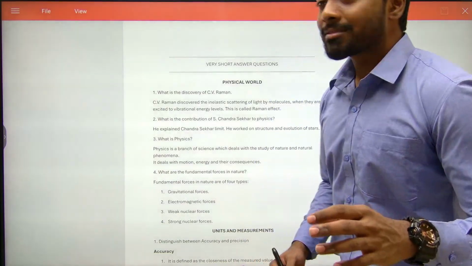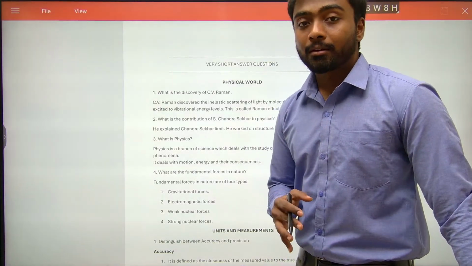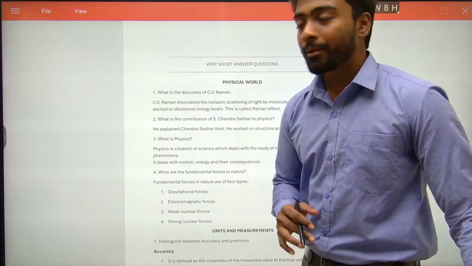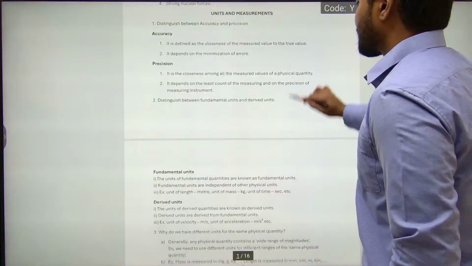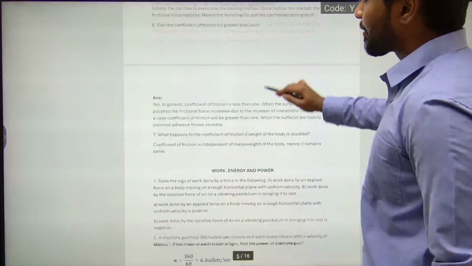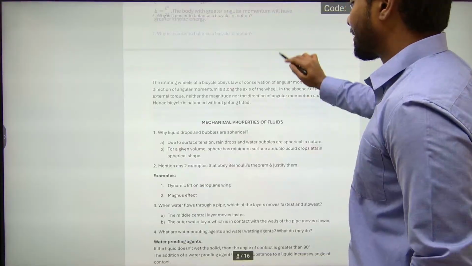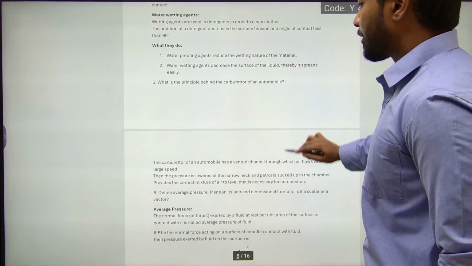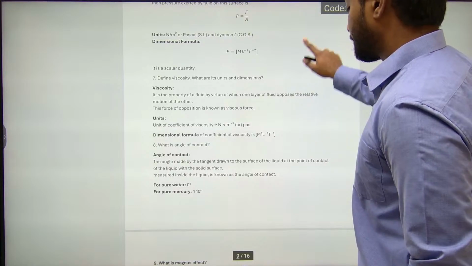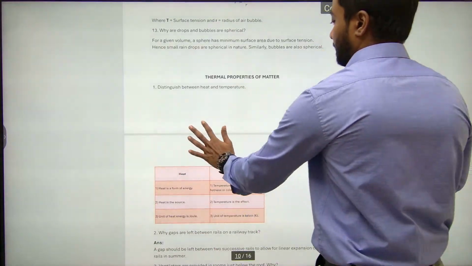In this class, we are going to concentrate on very short answer questions in 11th IPE class. In the last class, we completed mechanical properties of fluids and system of particles. In today's class, we will start with thermal properties of matter.